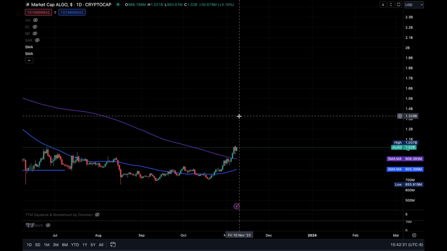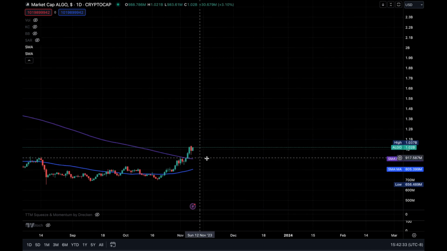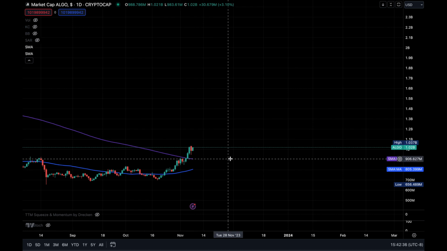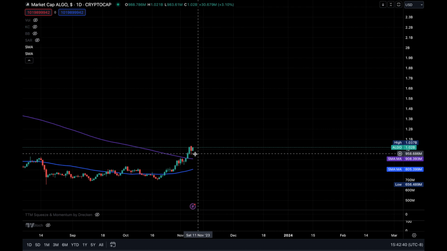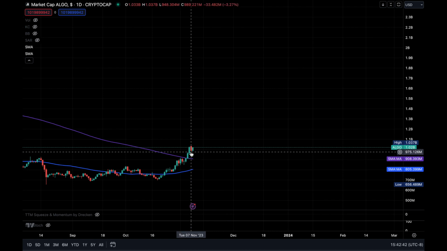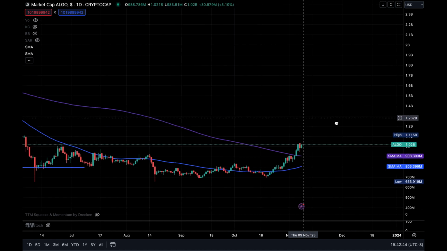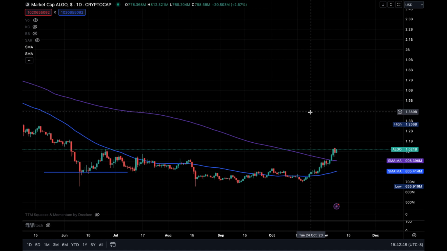But the key here, y'all, is to watch what happens for the rest of this month as we head into December for the holidays, and see if money continues to flow into the assets that we all want to grow the most, which is our cryptos.